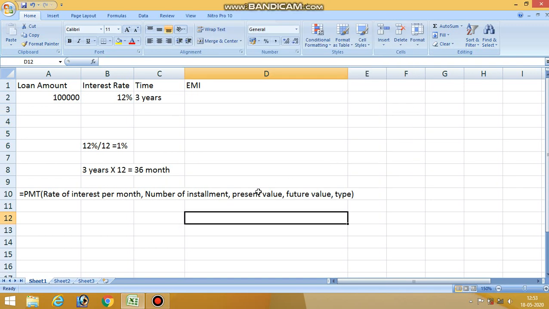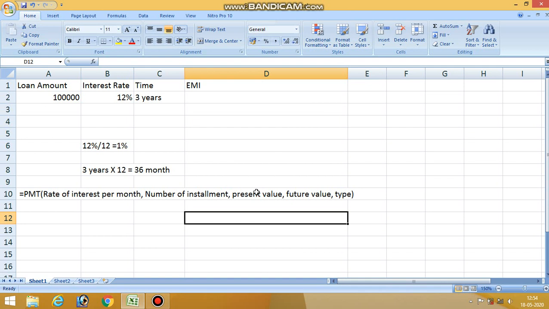Friends, today I am going to show you how to calculate EMI in Excel. So if you want to calculate EMI in Excel, then first of all you have to calculate the rate of interest per month and the number of months for which you have taken the loan.